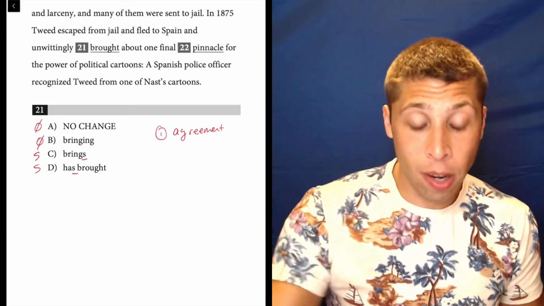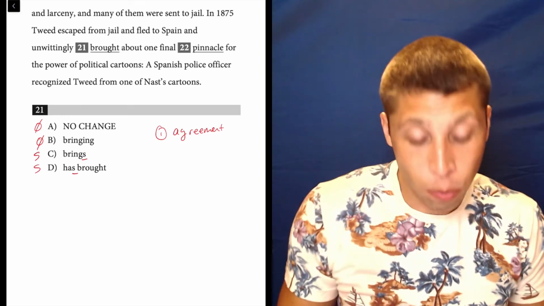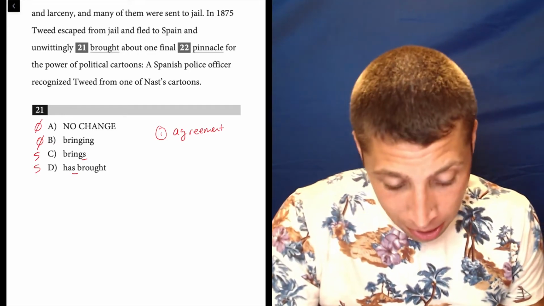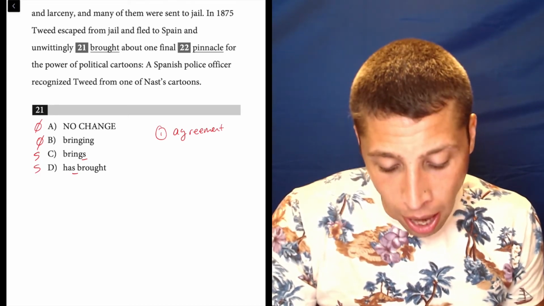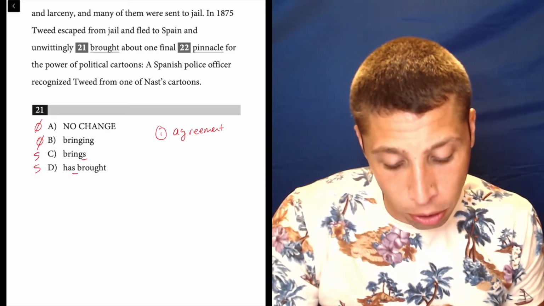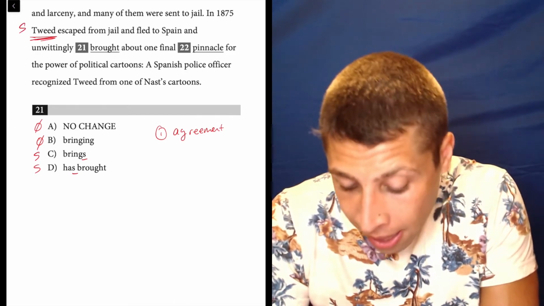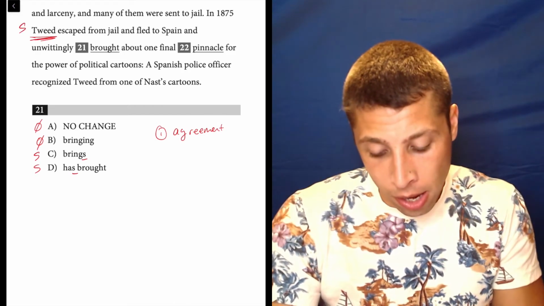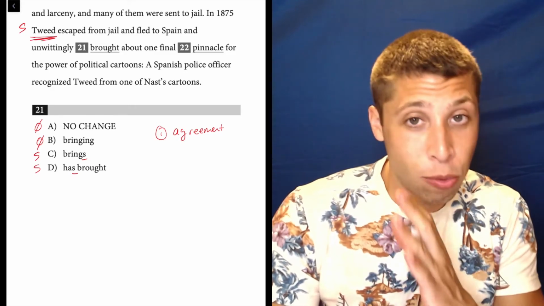So with that in mind, we go to the sentence and we say, okay, who is brought? What's the subject of that verb? In 1875, Tweed escaped from jail and fled to Spain and unwittingly brought about one final pinnacle for the power of political cartoons. So Tweed is the subject. That's one person. So that doesn't eliminate any answers for us. That's okay. We didn't waste any time. This is what we're supposed to do.